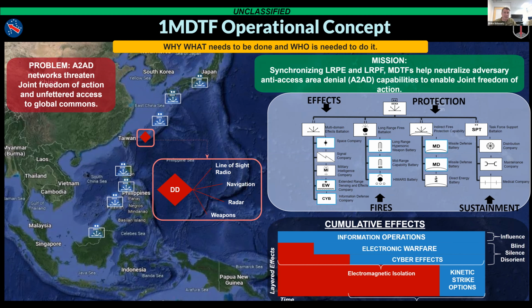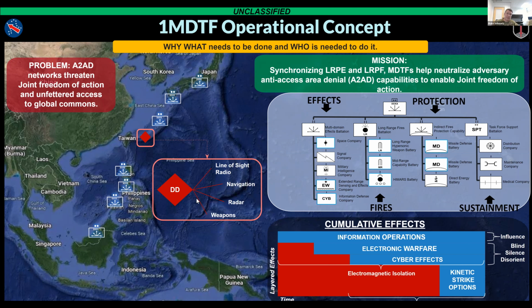So the problem that we're trying to solve for the joint force, including the Air Force and the Navy, is how do we enable Air Force and Navy assets to get close enough to do what they need to do. And the thinking is that ground forces like us from the Army can be on islands, living there, and provide a window of opportunity for the joint force with some of our capabilities. So you can see the mission in green over there, synchronizing long-range precision effects and long-range precision fires. We help to neutralize the anti-access area denial capabilities to help enable the joint force to do what they need to do.